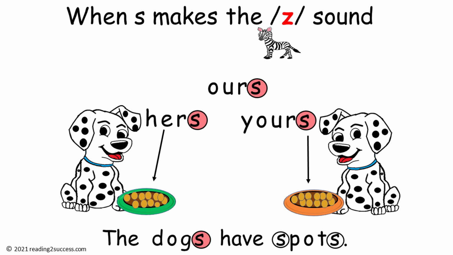The letter S can make the S sound, heard in snake, or the Z sound, heard in zebra. This video focuses on teaching kids the Z sound. Point to all of the S's circled in red and explain to kids that they make the Z sound. Ours, hers, yours, and dogs.